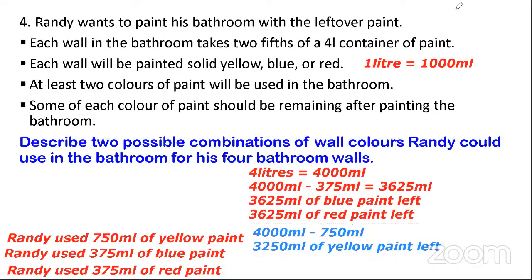So now it says each wall in the bathroom takes 2/5 of a 4-liter container of paint. So remember now, we're going to work with what is left, because we painted the room already and we're going to use the remaining paint to paint the bathroom. So the calculation we're going to use must be with the amount that is left. Here we have the amount left for blue, red, and yellow. And you are now to use 2/5 of a 4-liter container of paint. How would we find out what is 2/5 of a 4-liter container of paint?